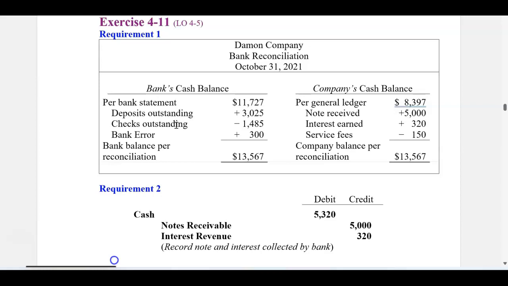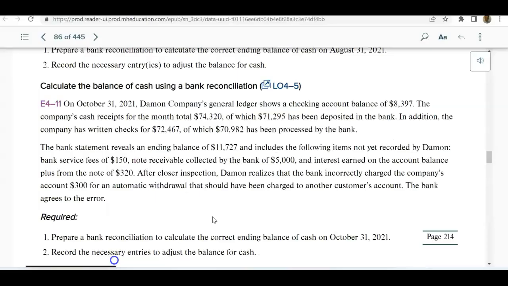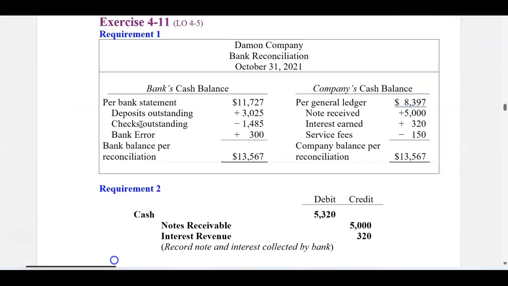And in regards to check outstanding is $1,485, and that's coming from here. $72,467 written checks, of which only $70,982 is cleared. The rest is not. So it's outstanding checks. So it's outstanding checks right there, $1,485.